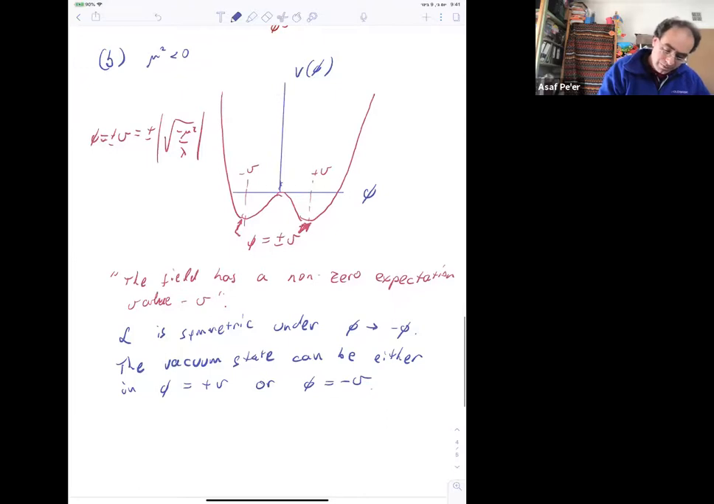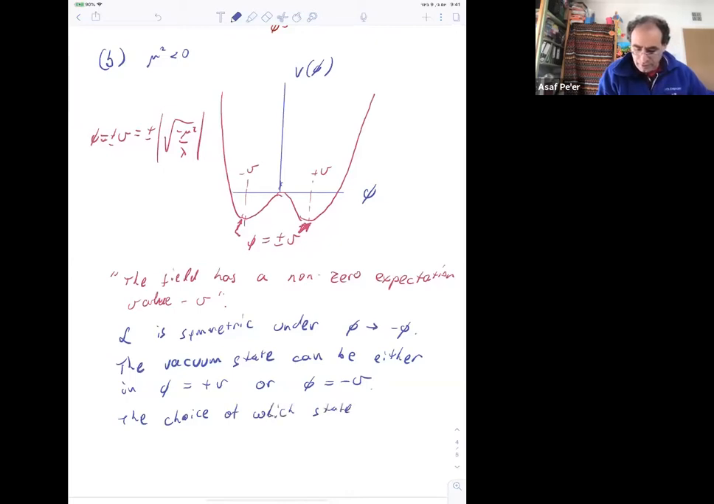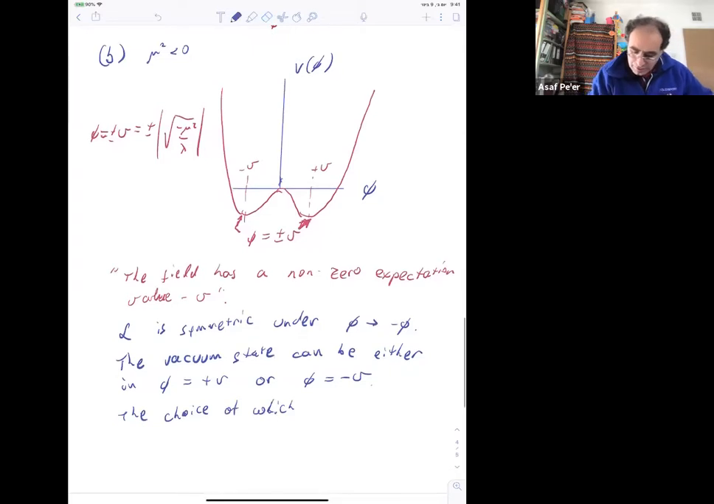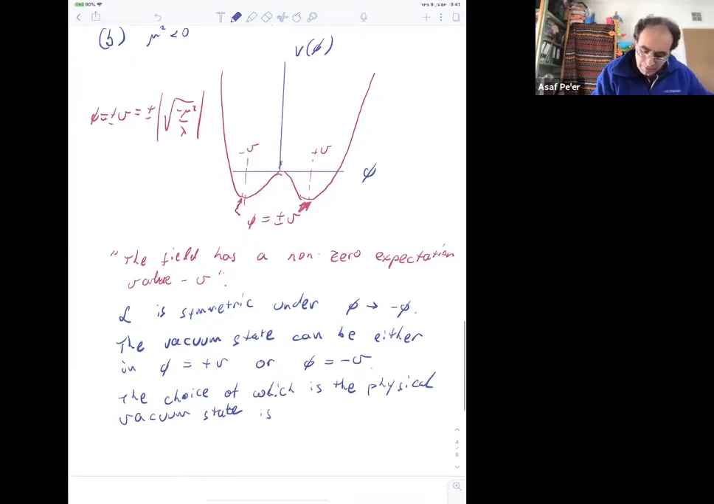So the choice of which state is the real vacuum state, which is the physical vacuum state, this is called spontaneous symmetry breaking.